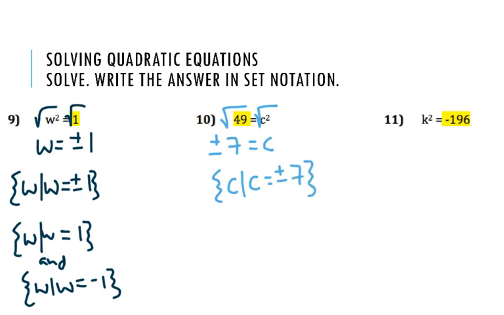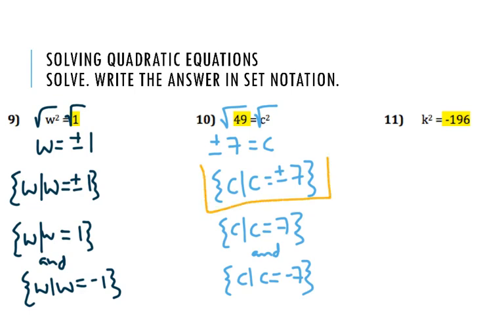Now we could write it in our two separate ones again, so the set c such that c equals 7, and the set c such that c equals negative 7. This is just a notation difference, okay? And again, I would stick with those that are outlined in the yellow. These were the ones I would write to make it a little simpler.